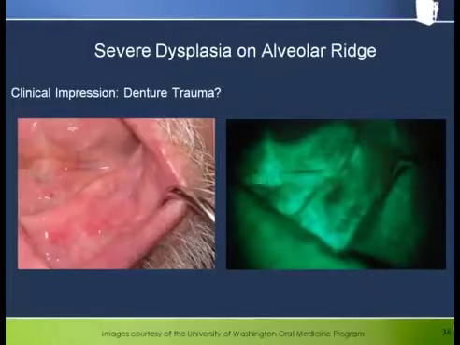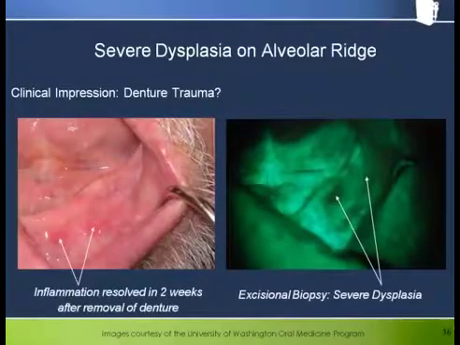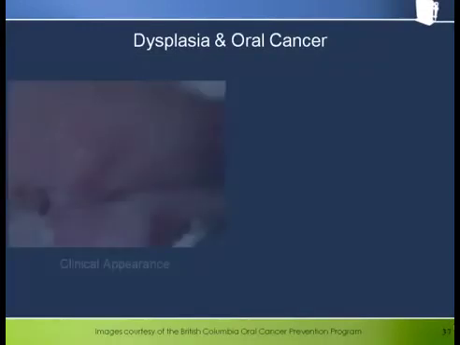This particular patient was examined in the oral medicine department at the University of Washington. The clinician involved relieved the denture and examined the patient again approximately 2 weeks later. The areas of erythema and corresponding darkness under fluorescence in the vestibule were gone. The intense loss of fluorescence on the ridge remained and was found to contain severe dysplasia after an excisional biopsy was performed.